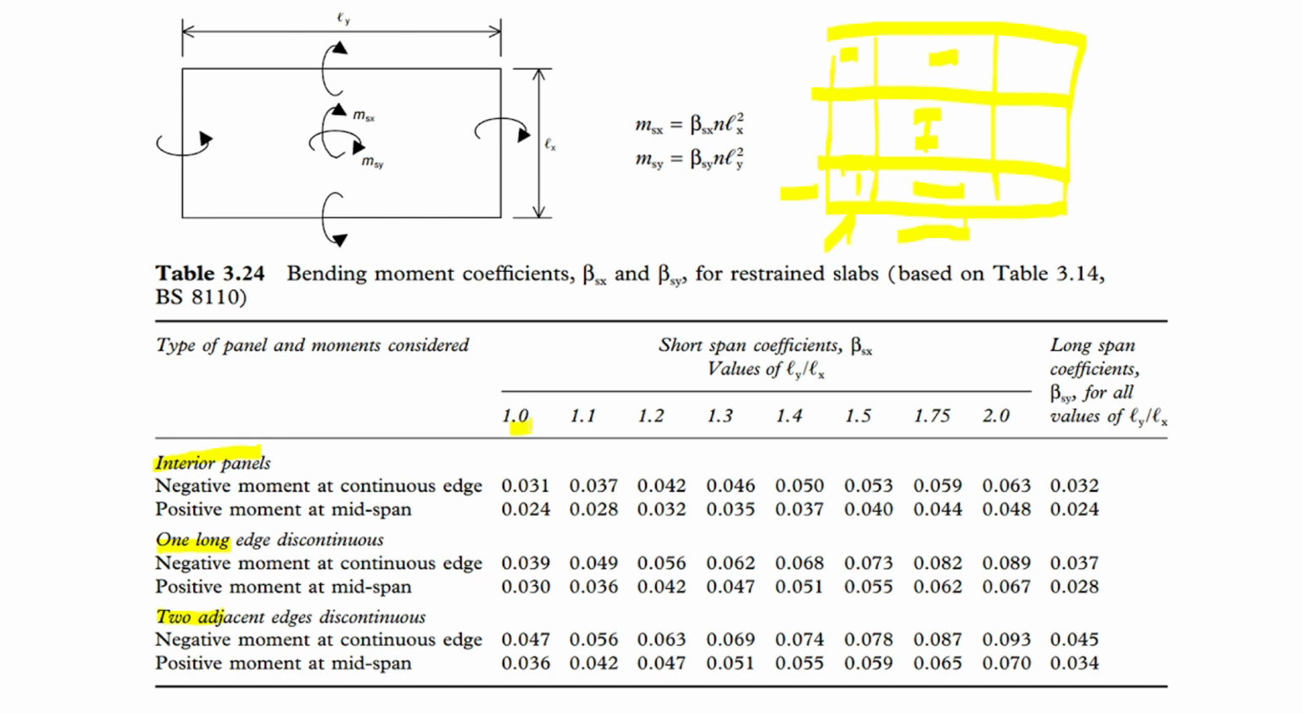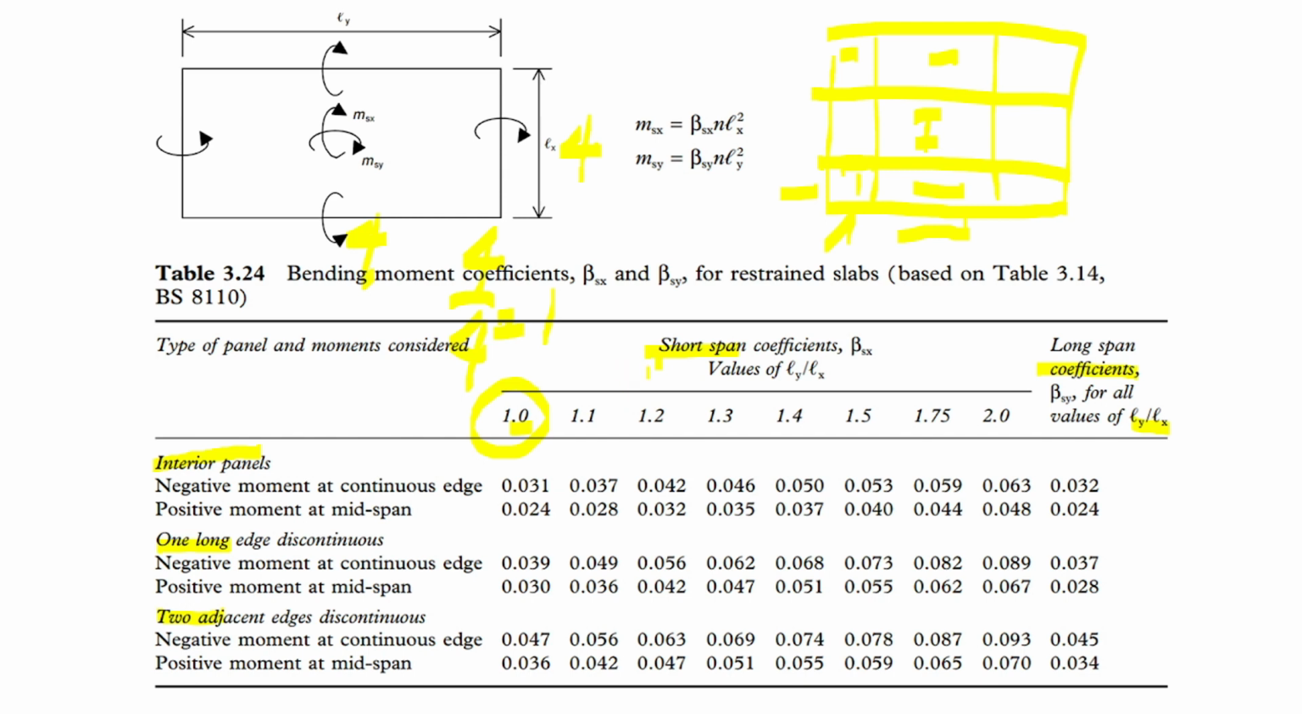Of course, this is the ratio. For example, Ly for this is 4, and 4 over 4 becomes 1. So this is the value of your ratio. For long span coefficients, there is no need for the ratio, as it is for all values of the ratio. So it only considers the ratio along the short span. Take note, this is for the coefficients for your moment in the calculation of the two-way slab.